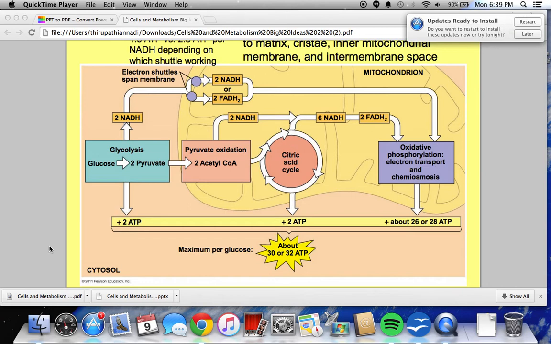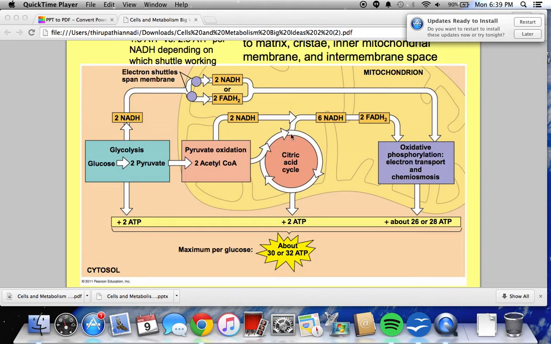I'm going to just give a quick overview of each of the steps, and then we'll go into more complex stuff. So glycolysis: the big sugar splits up into two little sugars. Some ATP is going to be released, and some electrons are going to go to the last step in the form of NADH. Those two little sugars are going to go to pyruvate oxidation. They're going to lose some electrons, and those electrons are going to go to the last step.